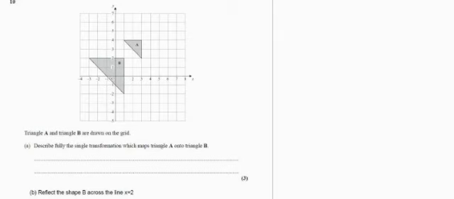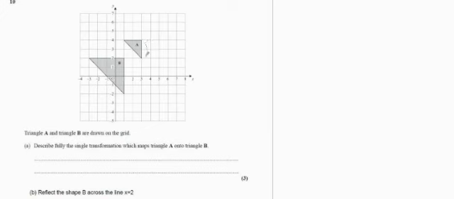Good morning, everyone. Today I'm going to teach you the enlargement, the rotation, and the reflection. First, let's answer this question. Triangle A and triangle B are drawn on the grid. Describe fully the single transformation which maps triangle A onto triangle B.